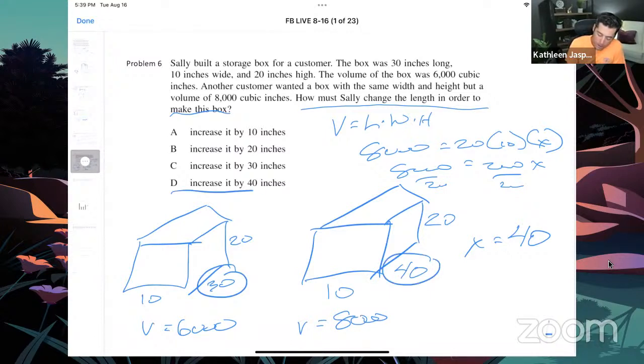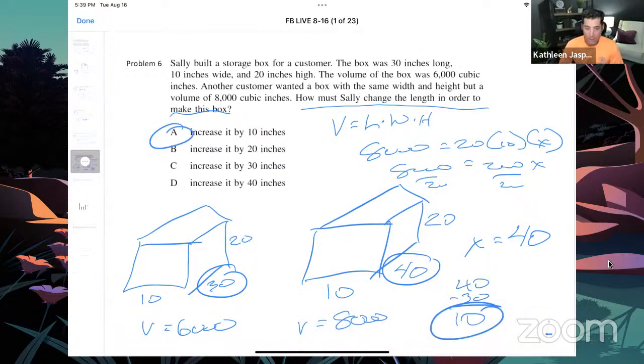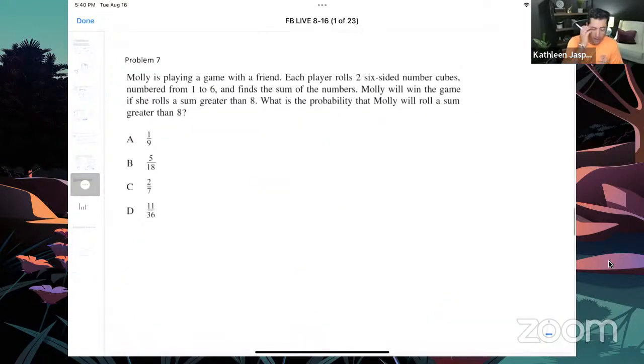Don't say you need to increase by 40. That's incorrect, because if you need 40 and you had 30, that means you need to increase by 10 inches. So don't get thrown by this question because you did all that work and got 40 as an answer. But A is actually the correct answer. It has to be increased by 10 inches from 30 to get to 40. All right. Okay. Next one.